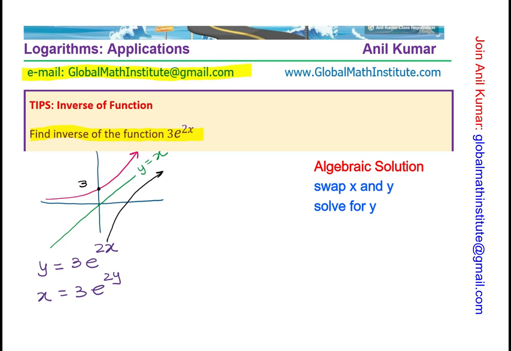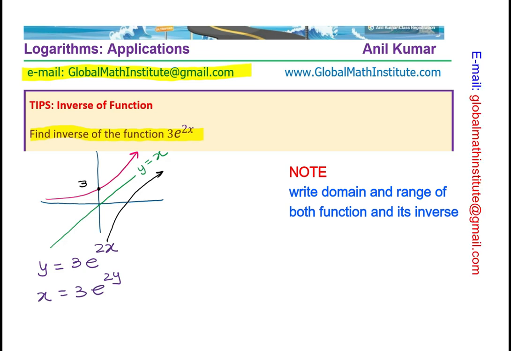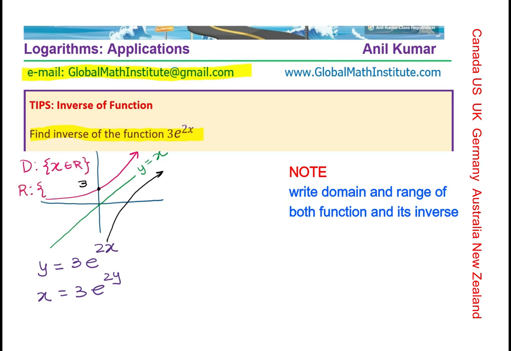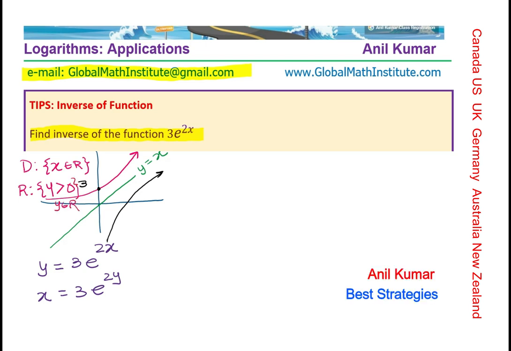Now at this stage, I'd also like you to look into domain and range of the function. So remember one thing, as far as the function is concerned, the domain here is x belongs to real numbers, right? So in the first case, we have domain as x belongs to real numbers, and the range is that y is greater than 0. Of course, they are real numbers, right? So y also belongs to real numbers.